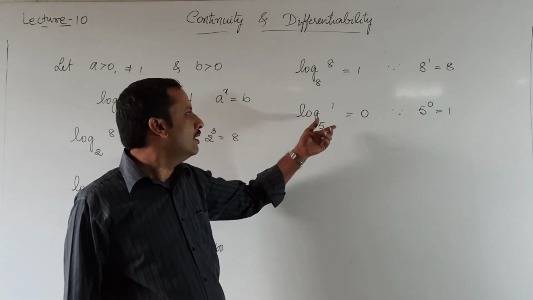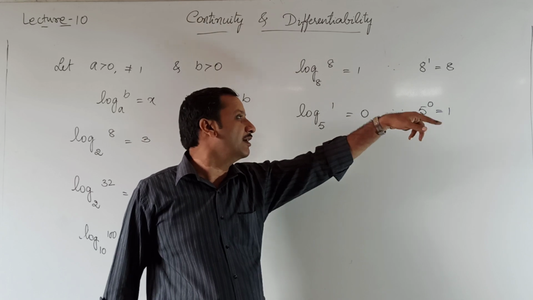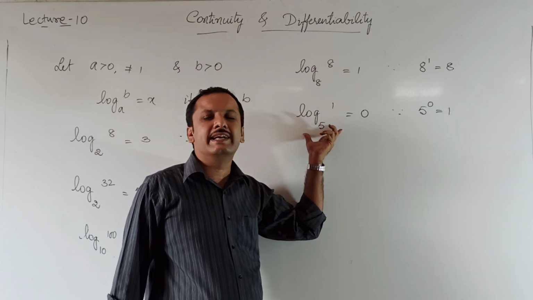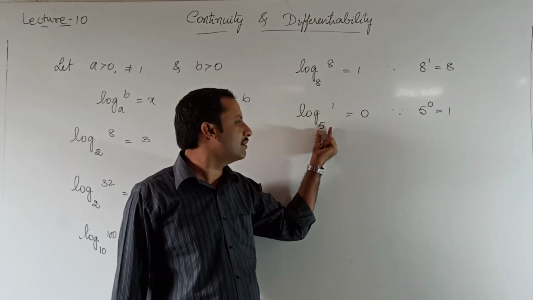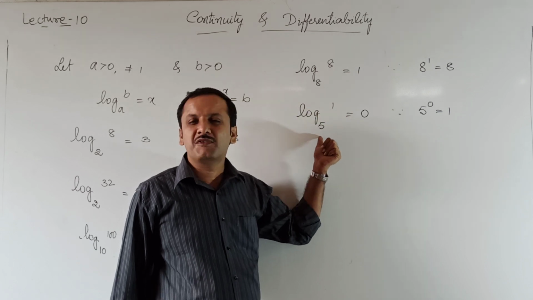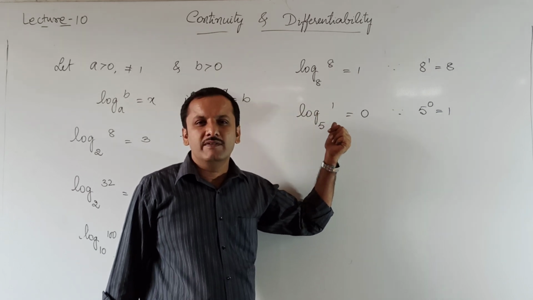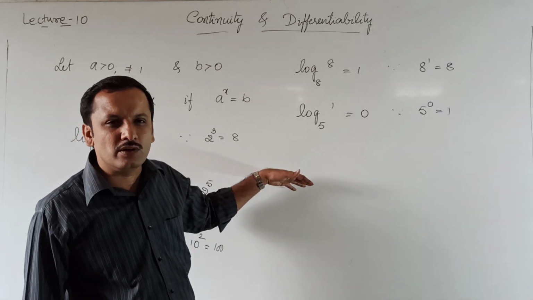In other words, from this we can say that the logarithm of any number to the same base is equal to 1. From this we also observe that the logarithm of 1 to any base is equal to 0, because whatever the base I write here, its power 0 is equal to 1. So log 1 to the base 5 is equal to 0, or we can generalize it: log 1 to any base is equal to 0.